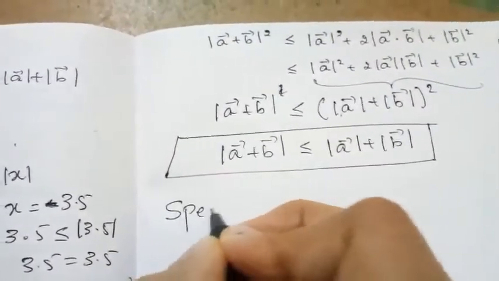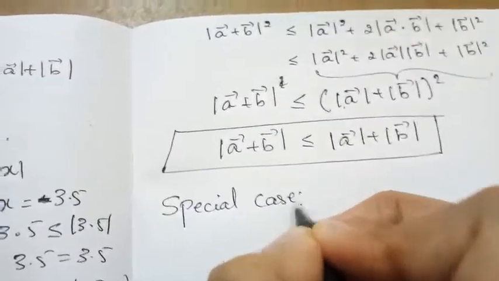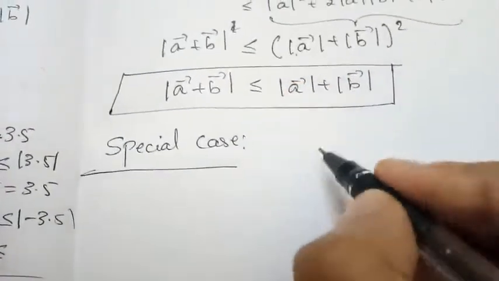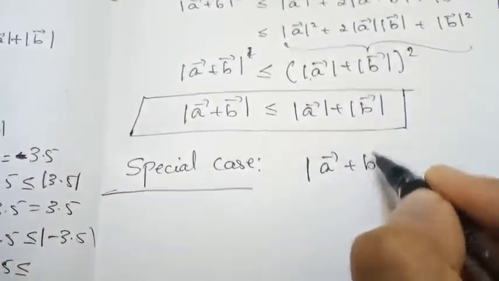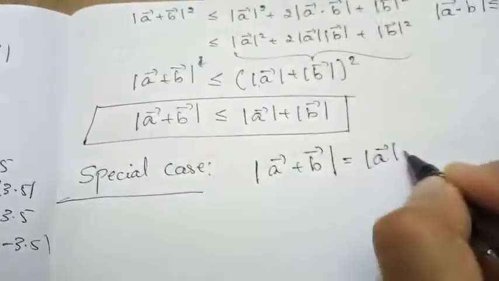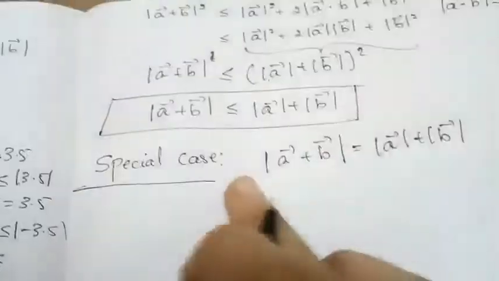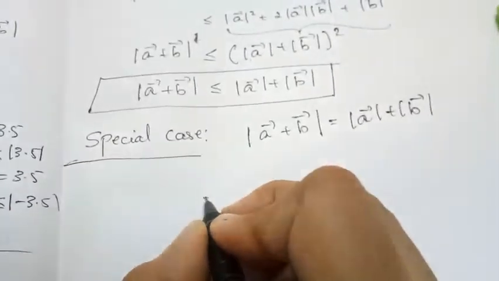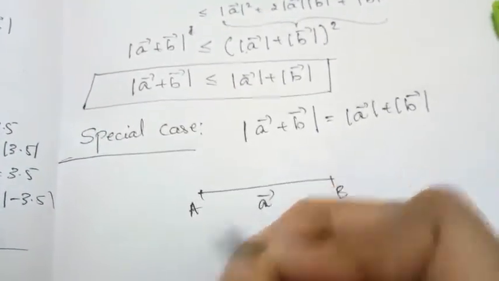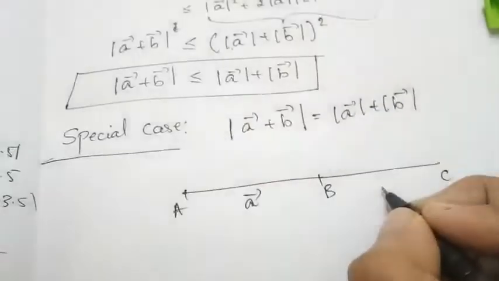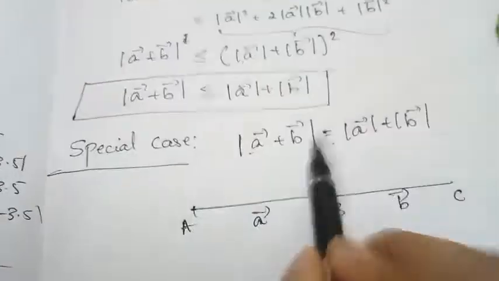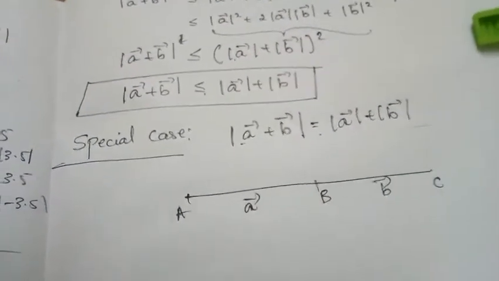So the special case of triangular inequality, what it is saying is that if this inequality satisfies the equality, that is magnitude of vector A plus vector B is equal to magnitude of vector A plus magnitude of vector B. For example, let from here to here, that is from A to B, be vector A, then from B to C, let it be vector B. If this triangular inequality is satisfying the equality, then these 3 points are collinear.